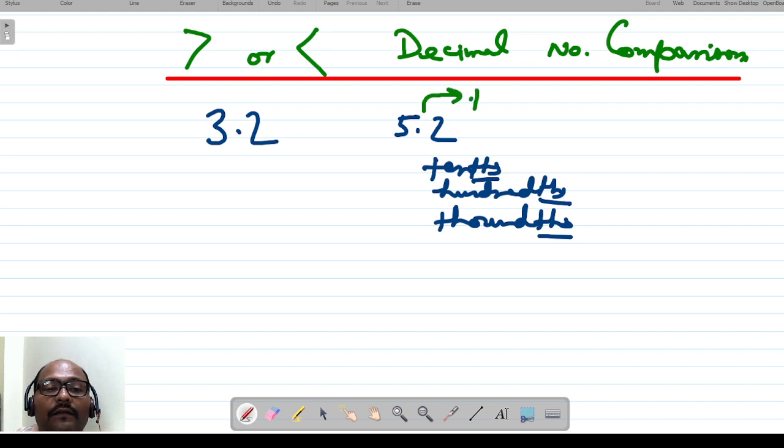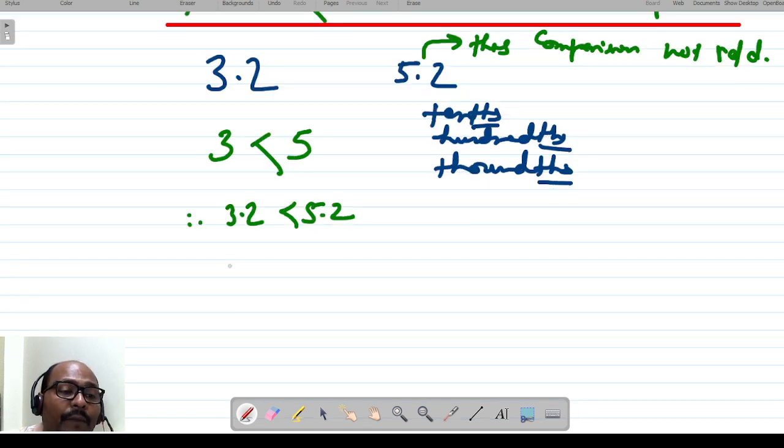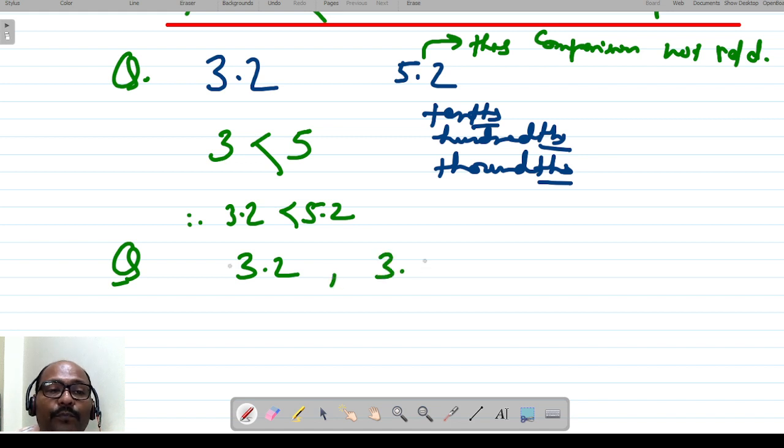This comparison is not required. You know why? Because you can see 3 is less than 5, therefore 3.2 is less than 5.2. It's very easy. But when we take another example, suppose we need to compare 3.2 and 3.203, then which is greater?